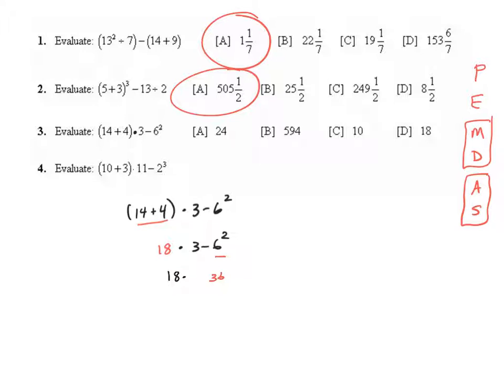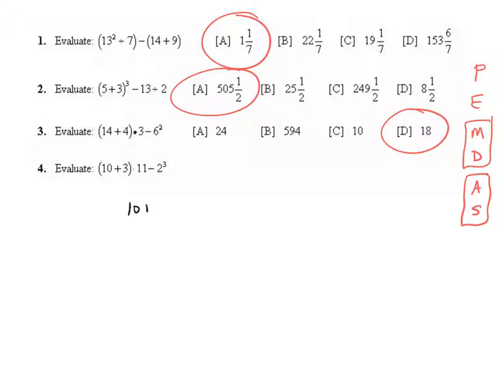Rewrite everything. I don't see any more exponents, so I'm ready to do multiplication or division, whichever one I see first, going from left to right. And I see 18 times 3. 18 times 3 is 54. And then I only have one more operation, 54 minus 36, which is 18.